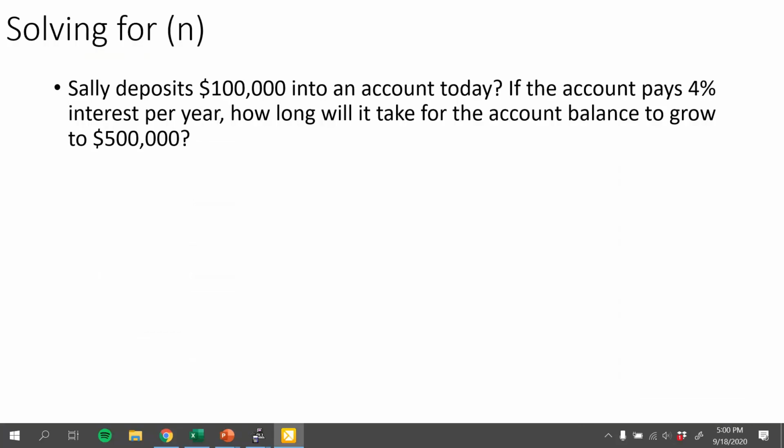Let's solve for N now. N is going to be the number of periods. So let's say Sally deposits $100,000 into an account today, and the account pays 4% interest per year. How long is it going to take for the account balance to grow to $500,000?